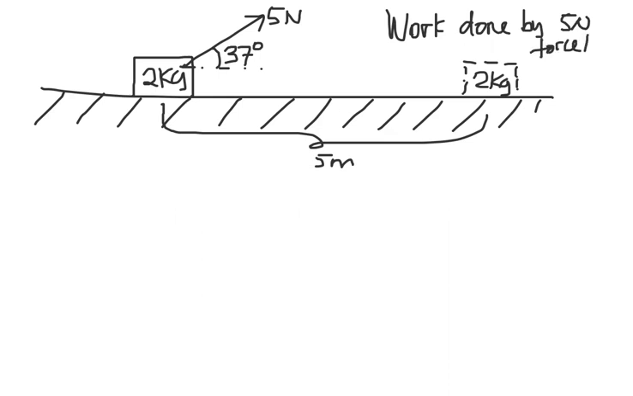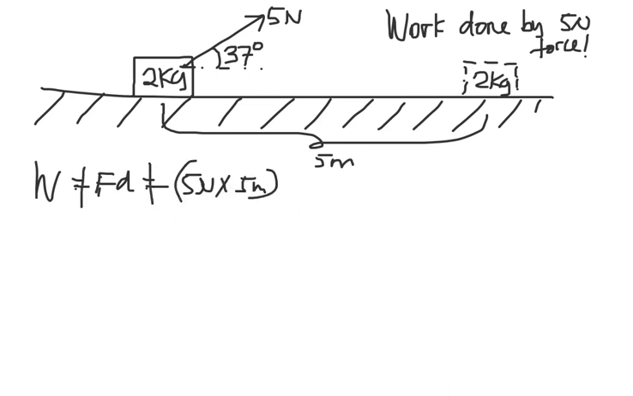In this case, you cannot just say work equals force times distance, then do 5 newtons times 5 meters. No, you cannot do that. Don't do that, because the 5 newton force is not acting in the displacement direction. It is at an angle. It's not in line with the displacement.